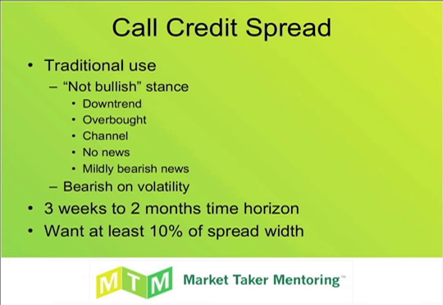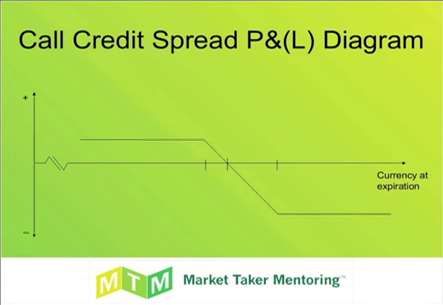So, rule of thumb, you want at least 10% option premium in relation to the width of the spread in terms of the strike prices.